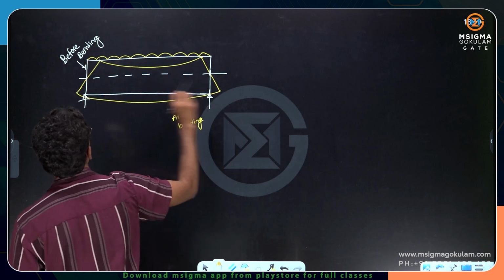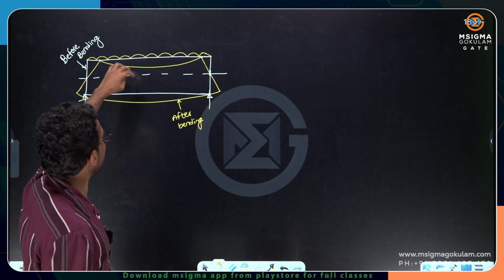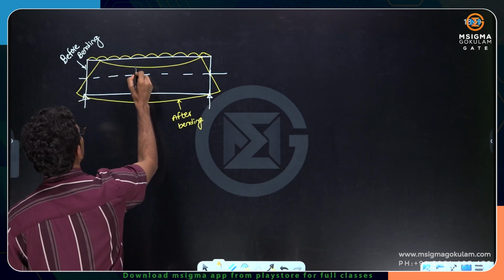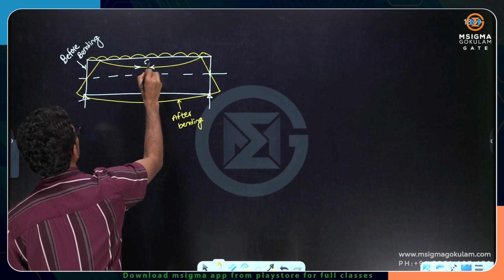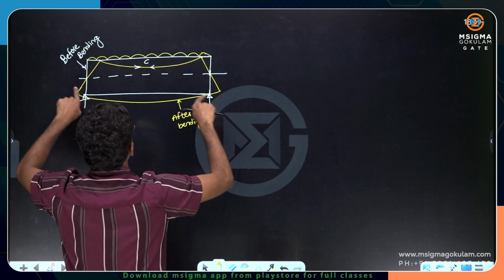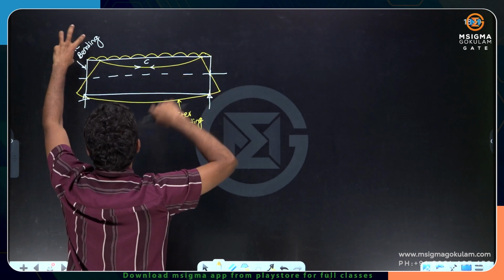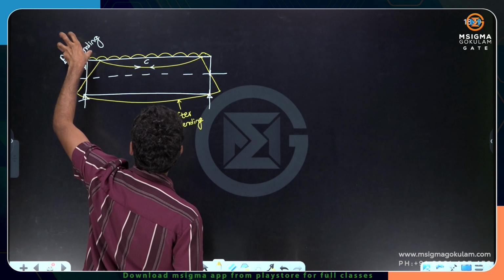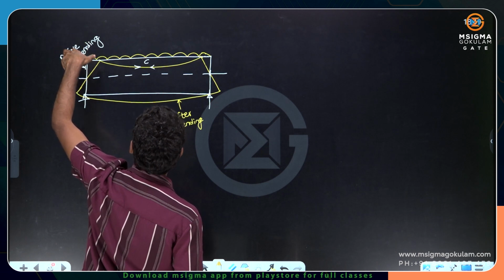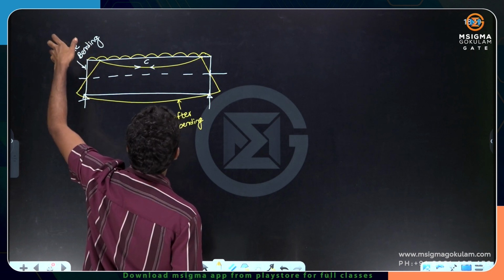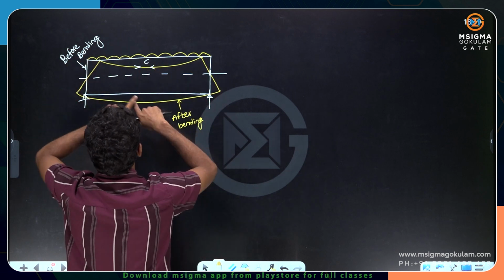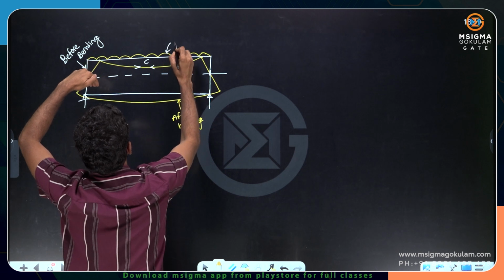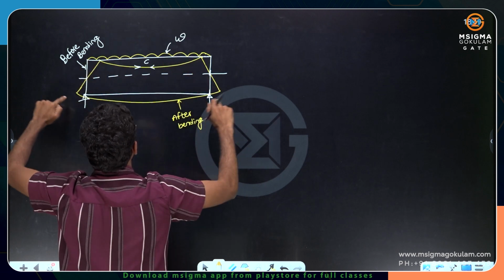is present throughout the length of the beam and which divides the compression zone and tension zone. See here, once the bending happens, there is compression here in the top fibers. This is the white line rectangular beam before application of load. I have written here carefully, before bending or before application of load, because when you apply load, bending also occurs. So this rectangular box is before bending. Once you apply the load, it bends in the form of the yellow color one.